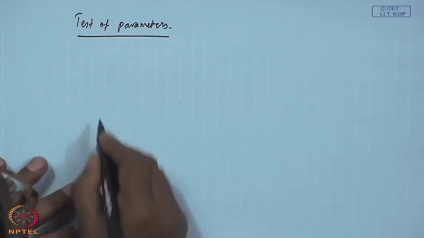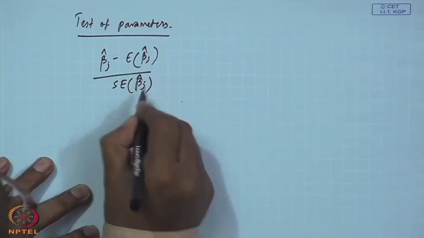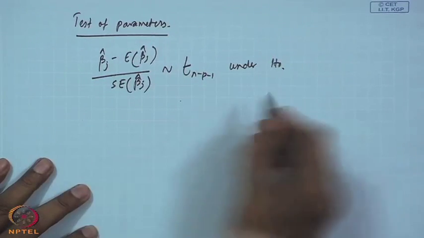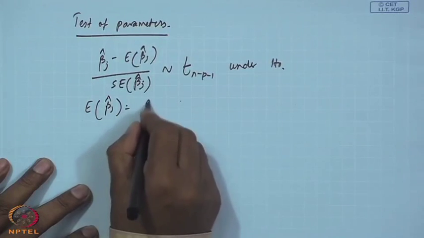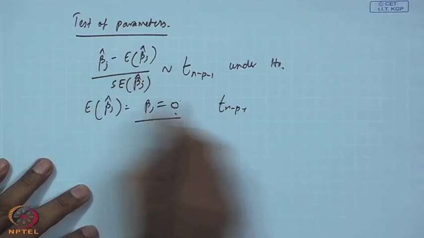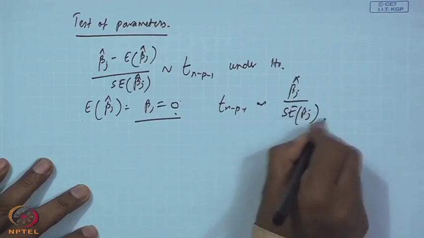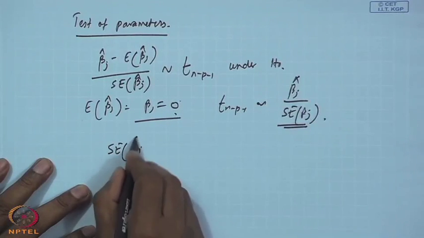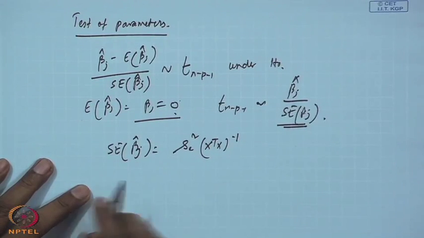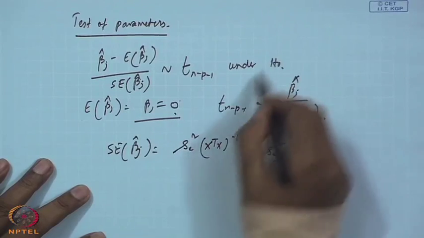Test of parameters, and you all know what we say: beta j cap minus expected value of beta j cap, by standard error of beta j cap, this follows t with n minus p minus 1 degrees of freedom under the null hypothesis. So, under the null hypothesis, expected value of beta j cap equal to beta j equal to 0. So, ultimately your t with n minus p minus 1 is what you are computing, beta j cap by S e beta j cap. And how do you know S e beta j cap? This will be S e square times X transpose X inverse, you have seen earlier. And now, what is S e square? S e square is SSE by n minus p minus 1 degrees of freedom. So, you know everything.